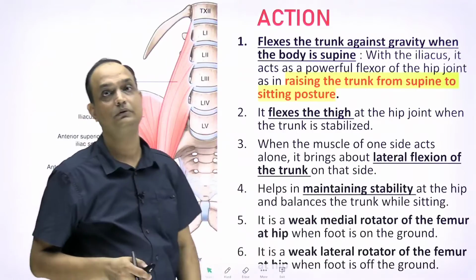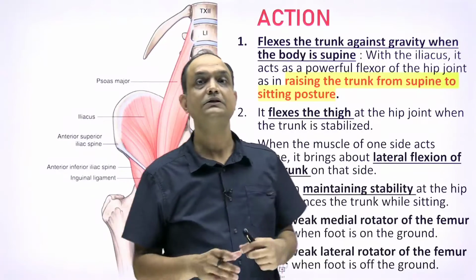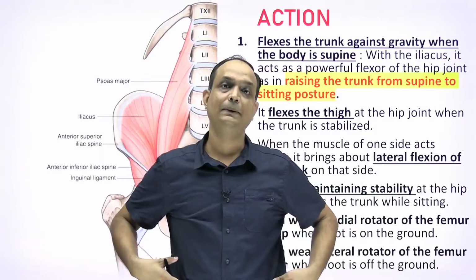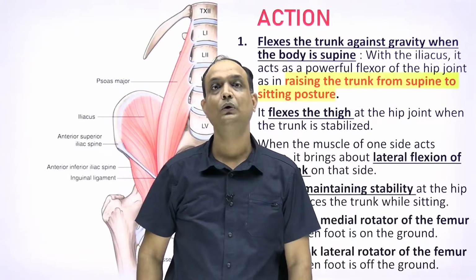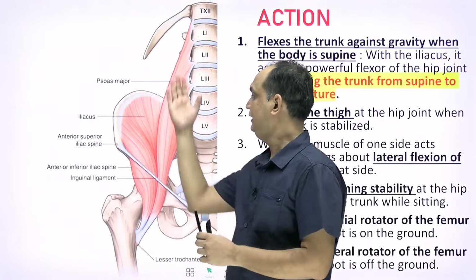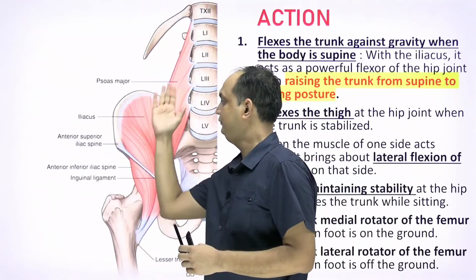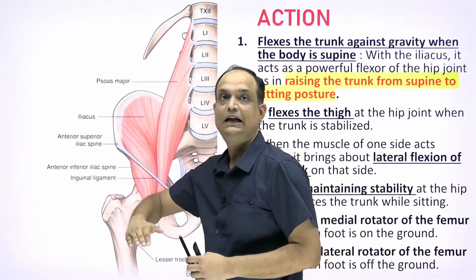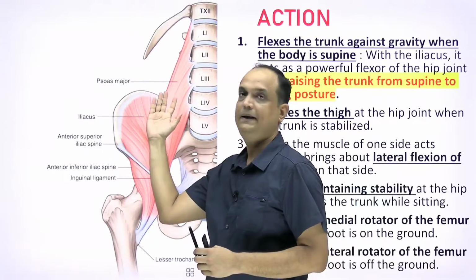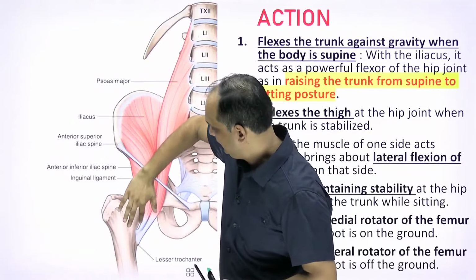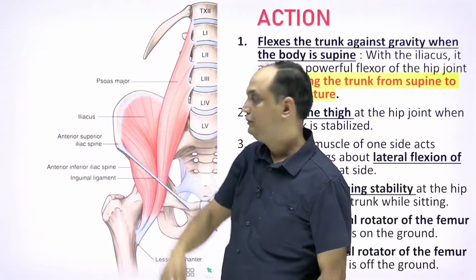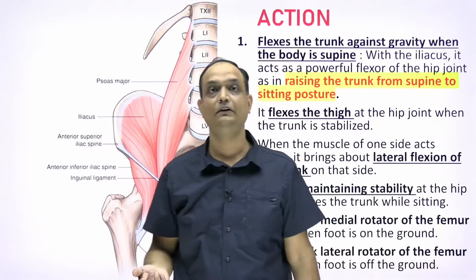Now, when you talk about the action of the muscle, this muscle acts from both ends. That means it acts from the upper end and it also acts on the lower end. Now, if I fix the lower end, then what will happen? If the lower end is fixed and this muscle contracts, it will pull the body forward. But if the upper end is fixed and the lower end is pulled, then the thigh moves upward. So it works from both sides.